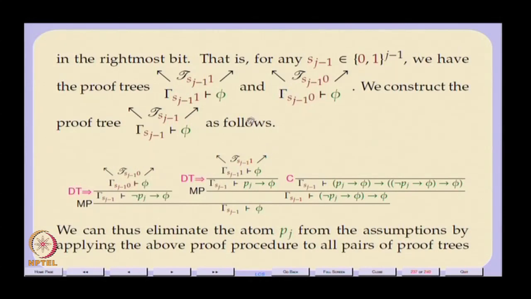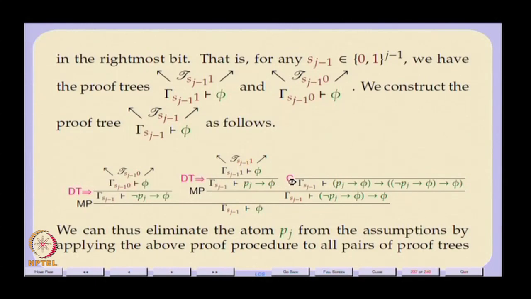Okay. So, this is very simple. This is how we are going to go about it. You take T S j minus 1, which proves from gamma S j minus 1 it proves phi, and you apply essentially the deduction theorem, so that you move the jth assumption to the right. When you move the jth assumption to the right, you get P j arrow phi in the case of 1, and in the case of 0 you get not P j arrow phi, right.